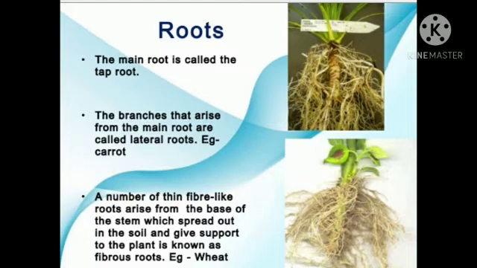Next is fibrous root. In fibrous root system, there is no single main root. It has a cluster of thin fiber-like roots that develop just below the stem, and these roots do not grow deep into the soil. Plants like maize, wheat, sugarcane, rice, grass have fibrous roots.